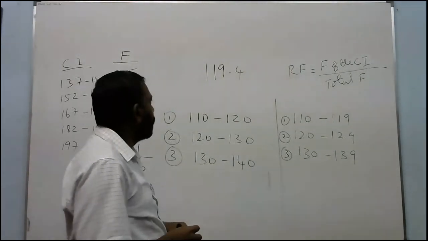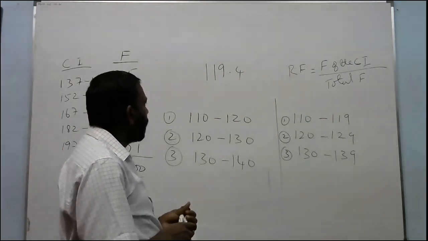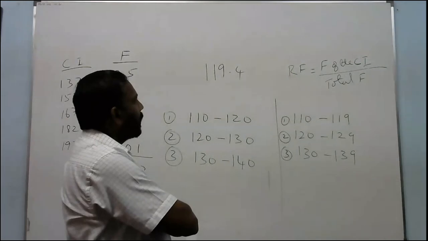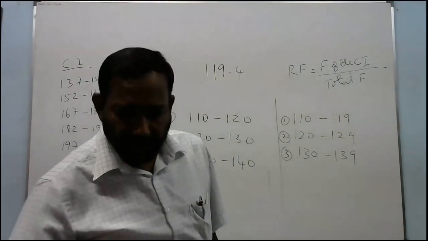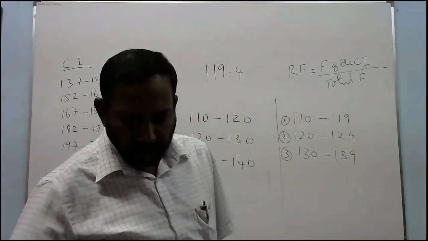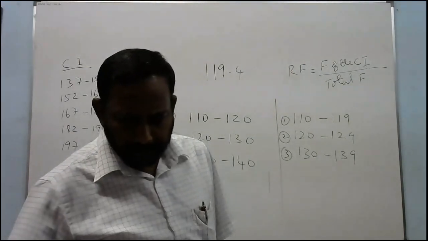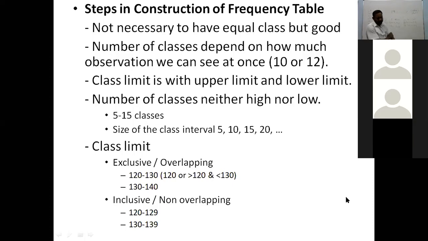119.4. Where can we put this? Look at the definition, 119.4. In the first group, we can add it in the first class. But in the second group, there is an exclusive limit, so we cannot put any data there.